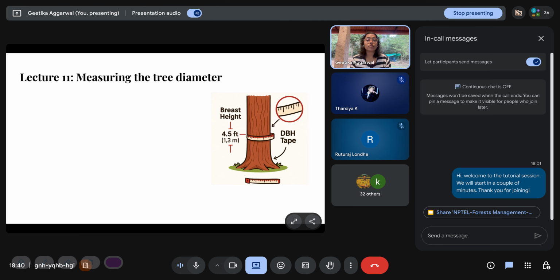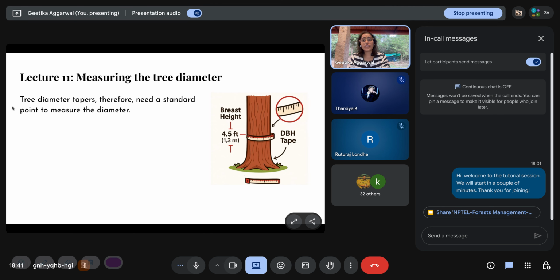The next lecture talked about how to get the diameter of the tree at these different heights that we talked about. To measure tree diameter, as we talked, the tree diameter tapers, and therefore we need to think of a standard point where we should measure the diameter. Not every tree is cylindrical and straight, so you can't measure at any point and get the same diameter. Some trees taper, so you need to come up with a standard point where you would measure the diameter so that trees can be comparable to each other.